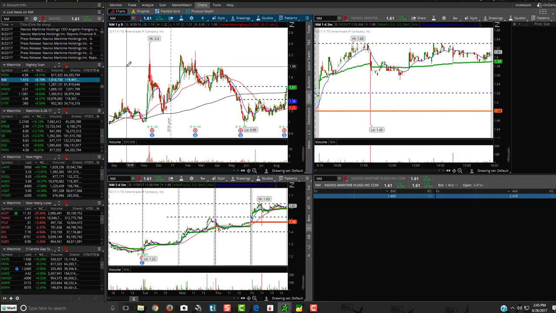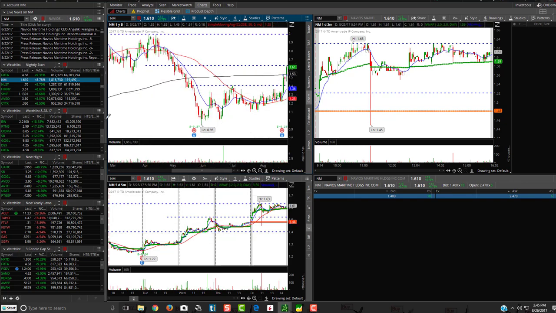You'll see right there, $2 has lots of resistance up in those areas. So we could put NM on the watch list.